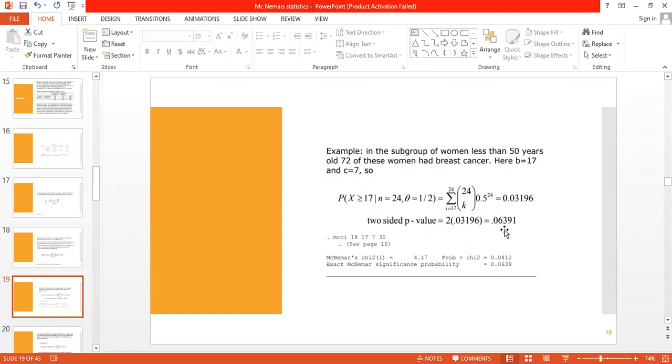In the previous scenario, you can see that the calculator gives the exact McNemar p-value, which is 0.06, and we can calculate this exact p-value also by this formula.